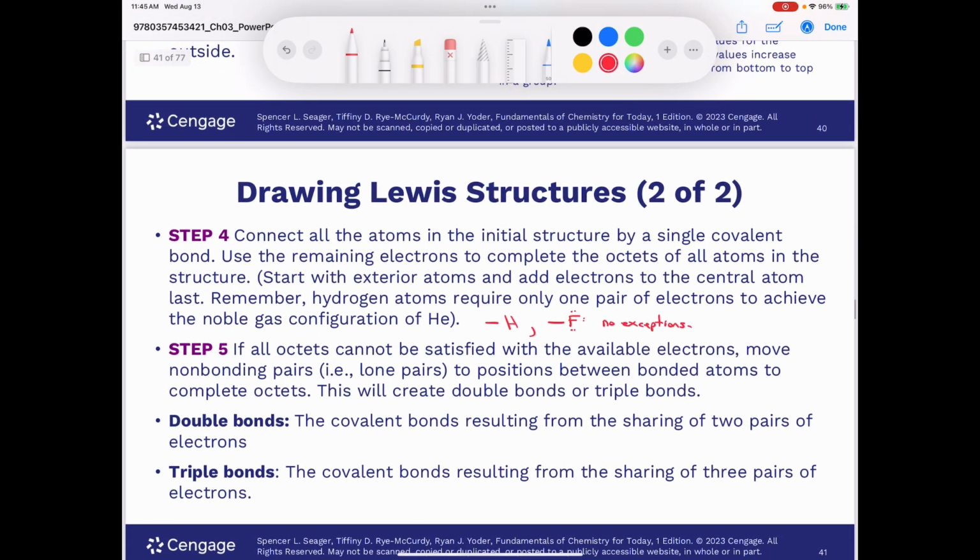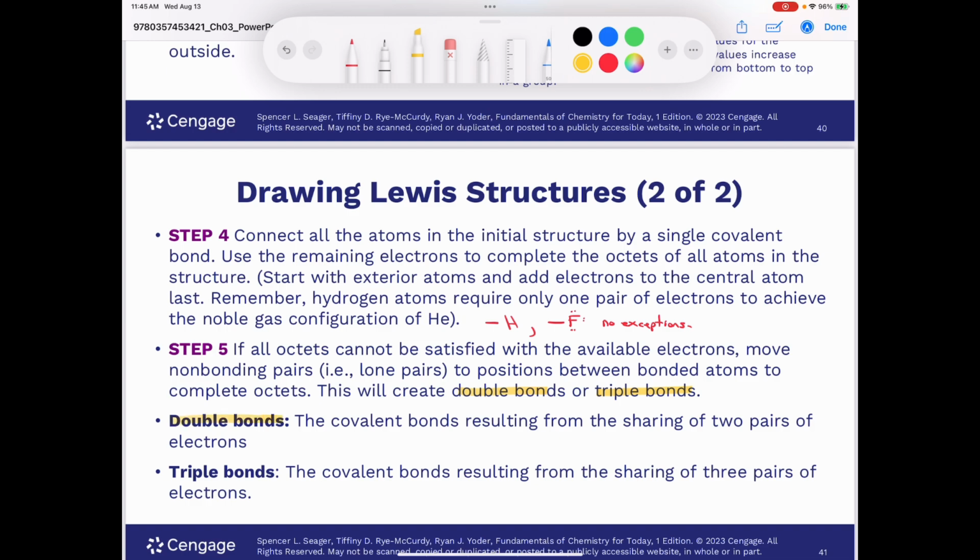Number 5, if all octets can't be satisfied with available electrons, move non-bonding pairs, meaning lone pairs, to positions between bonded atoms to complete octets. This will sometimes create double bonds and triple bonds. There's no such thing as a quadruple bond, but making a double bond is not a problem, okay?